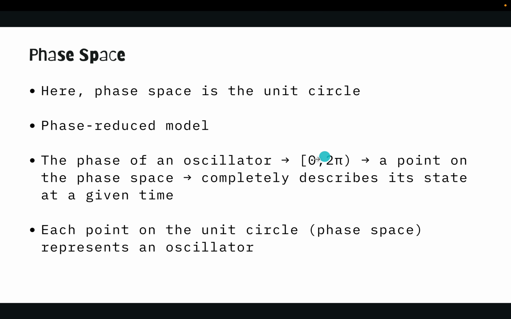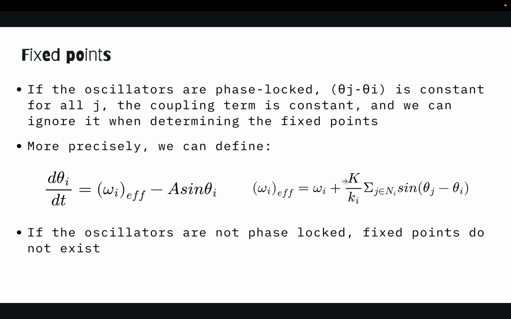I mean, technically it's continuous, so basically you can have an infinite number of oscillators. There can be an infinite number of phases between 0 and 2 pi. It's continuous, not discrete. Now we look at the fixed points. So what are fixed points?